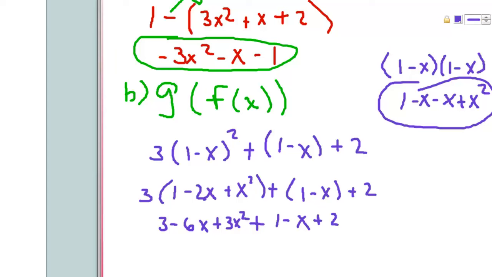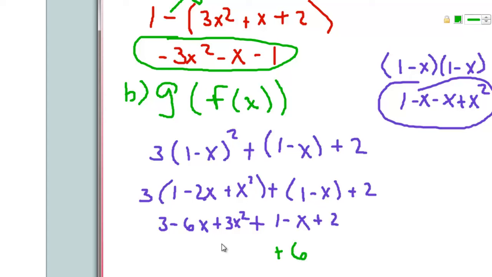And now, we're going to combine like terms. And so, let's see here. We have the positive 3. We have positive 1. And we have positive 2. So 3, 1, and 2, that gives us 6. So that's going to be plus 6. All right. Let's clear it up a little bit here. So we know it's going to be plus 6 at the end.